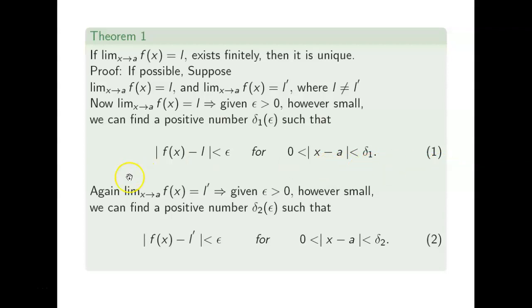And again, we know that the limit as x approaches a of f(x) is equal to L dash, which implies, in terms of the epsilon delta definition, given epsilon greater than 0, however small, we can find a positive number delta 2. Here we are looking for a different delta. Let us write it as delta 2, which depends upon epsilon, such that mod f(x) minus L dash is less than epsilon for 0 less than mod x minus a less than delta 2. Let us name this inequality as 2.